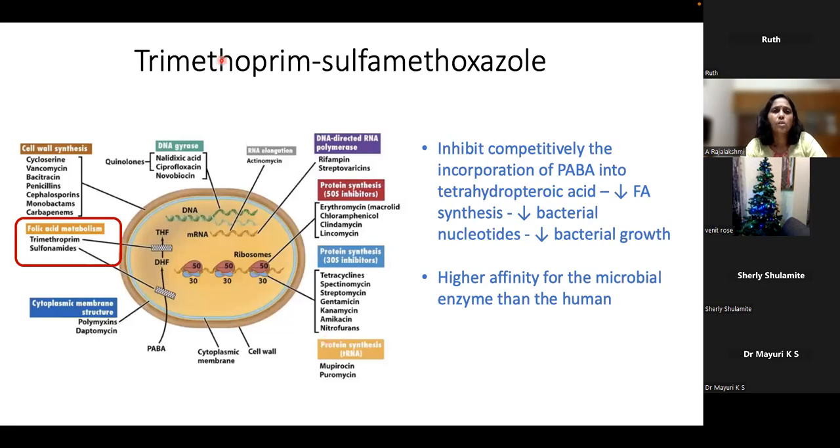For cotrimoxazole, otherwise the trimethoprim-sulfamethoxazole combination, the mechanism of action is folic acid metabolism inhibition. What is PRSP? I will talk about it. It is penicillin-resistant Streptococcus pneumoniae, called PRSP.